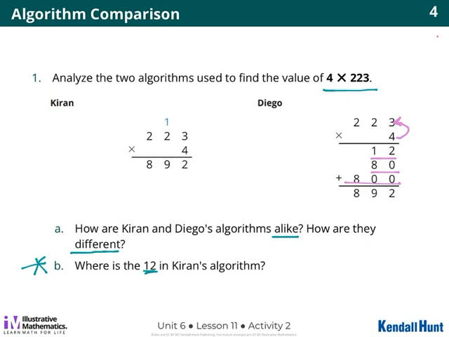That would be a difference. He wrote less, right? That's a difference. How else are they different? Yeah, Brooks. So Diego doesn't carry a 1. He just writes the number down, but Kieran does carry the 1.